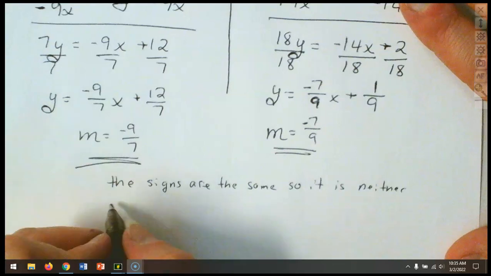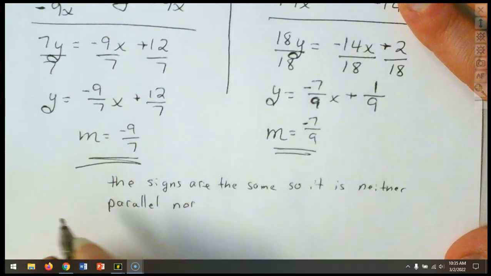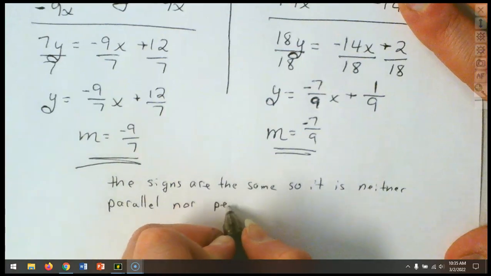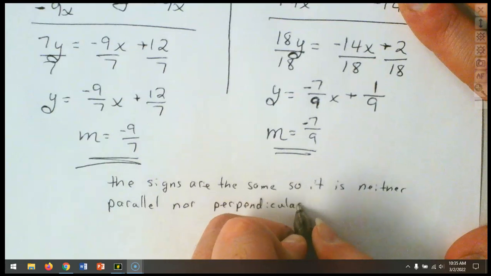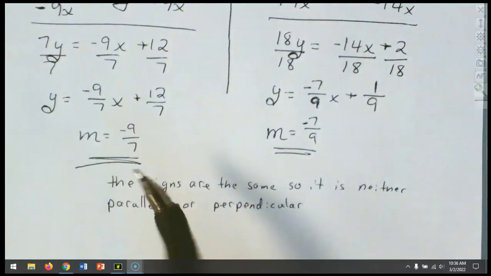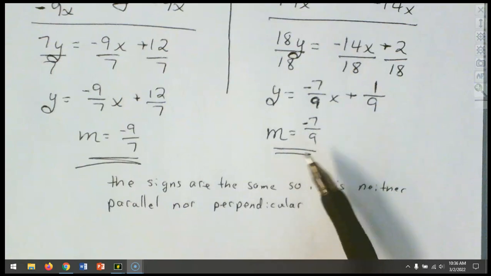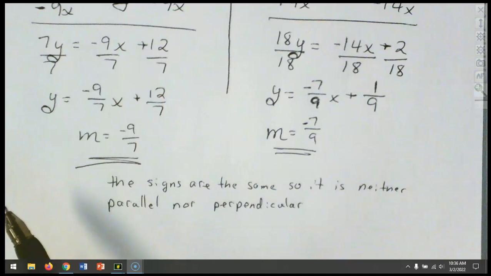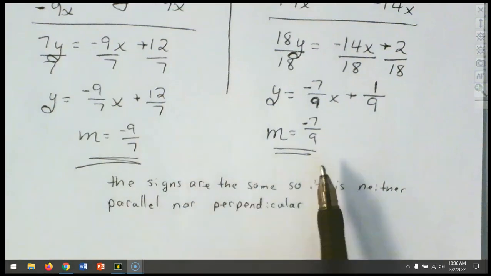So it's neither parallel nor perpendicular. Why is that? Because the signs are the same. Now, if this one would have been a positive 7/9, then they would be perpendicular because they're flipped over, right? And would then be opposite signs as well. That's where students make a mistake, is one like this.